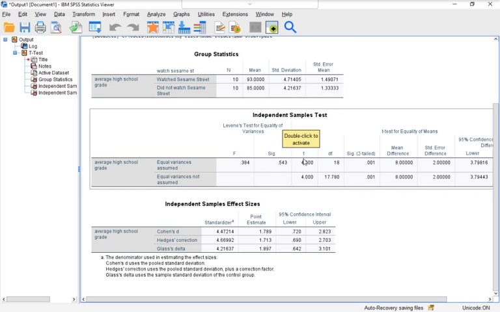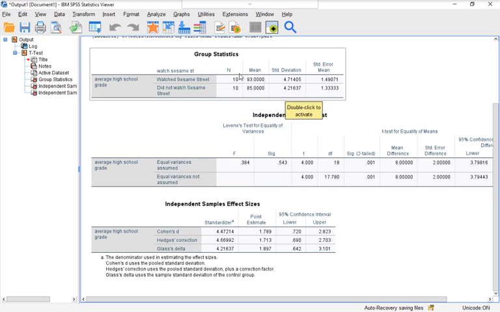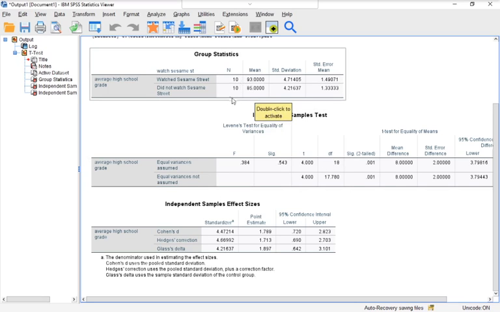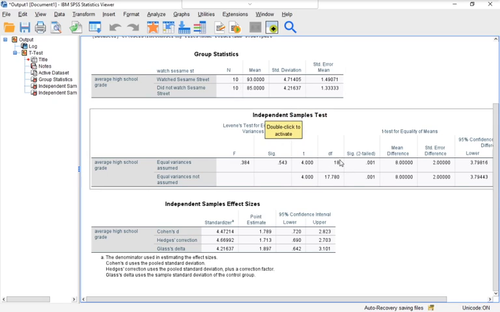And then this is our t-statistic. Our t-statistic calculated in SPSS was 4. It calculated our degrees of freedom too, right? For degrees of freedom, we have group 1 minus 1 and group 2 minus 1, so the number of participants in group 1 minus 1, plus the number of participants in group 2 minus 1. That gives us 18, because 10 minus 1 is 9, and 10 minus 1 is also 9. If we add those two together, our total degrees of freedom is 18.